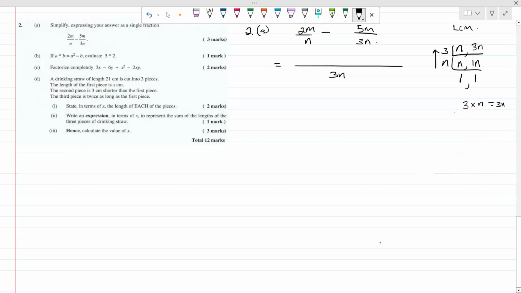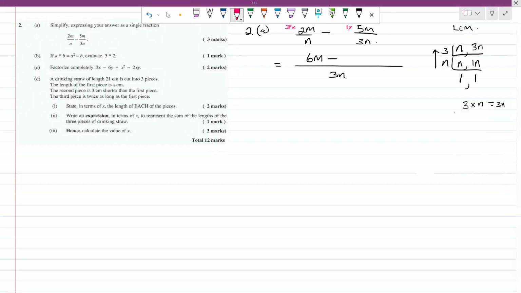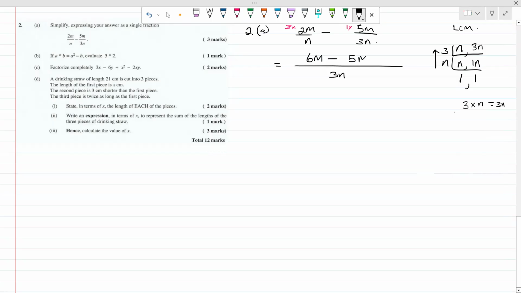n into 3n is going to give me, the n's will cancel out and I'll remain with a 3. And just like I gave the example before, we have to multiply this 3 by 2m. And that'll give me 6m. And then underneath 3n into 3n will give me 1. And 1 by 5m will give me 5m. Now, I could work it out on top here because they're both expressed in terms of m. So 6m minus 5m will give me m over 3n. Everybody understand that?